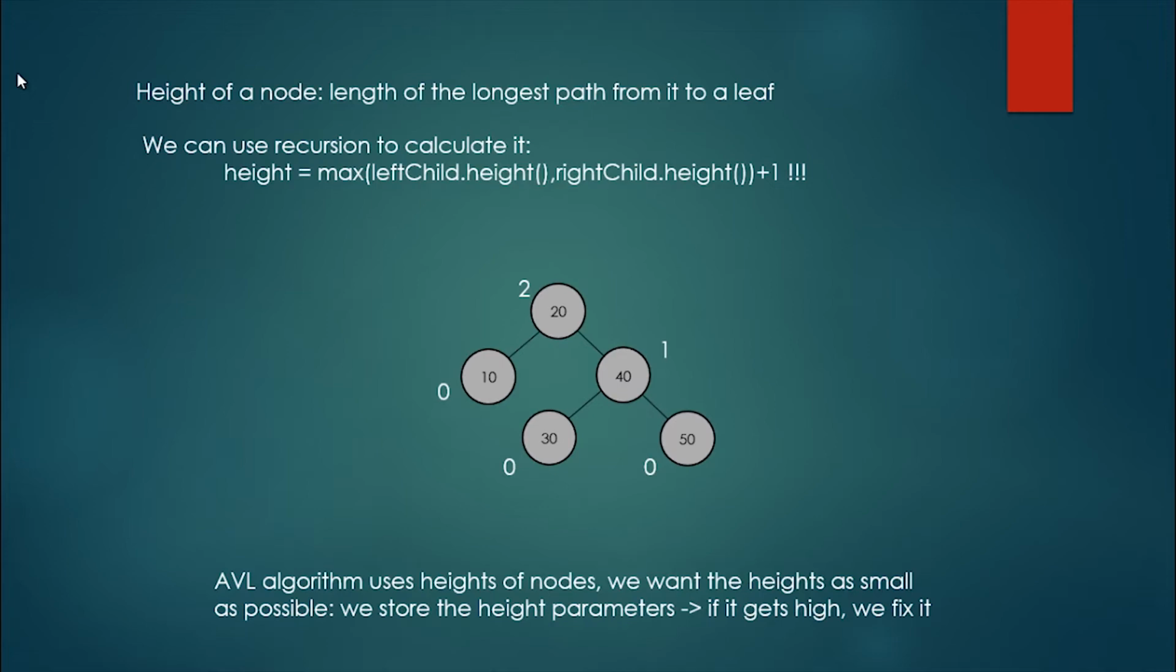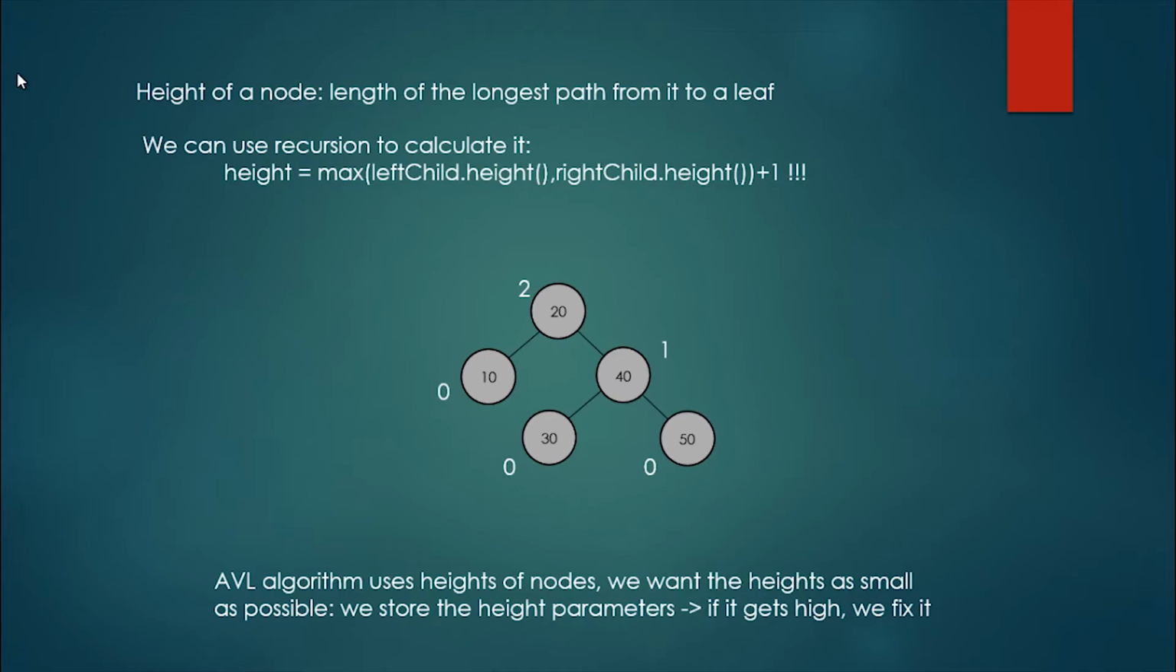So the leaf nodes such as the 10, the 30 and the 50 have height value 0 because they are the leaf nodes. And we start from the bottom. We're considering, for example, the 40 node. It has a left child 30 with height 0 and the right child 50 with a height 0. We get the maximum out of 0, 0, it's going to be 0, and we increment it by 1. So that's why the height of the node 40 is going to be 1.